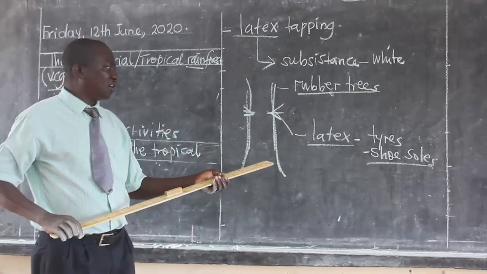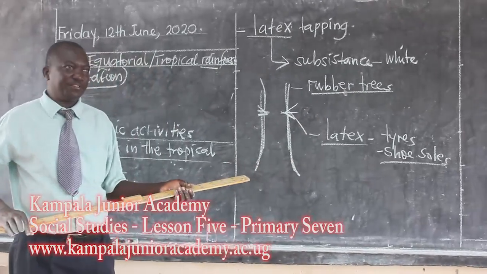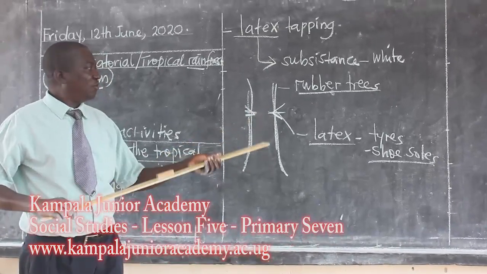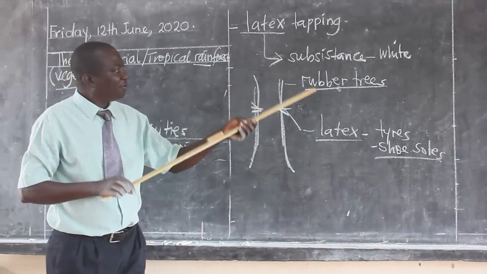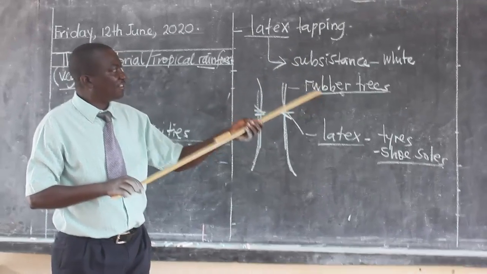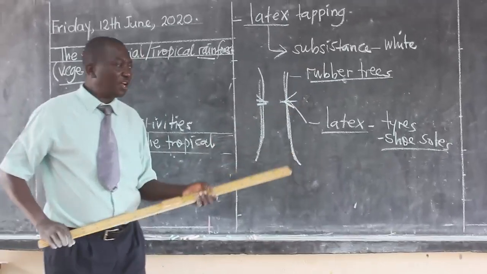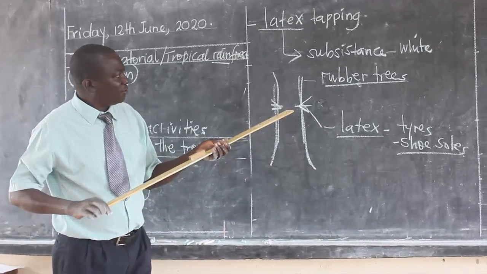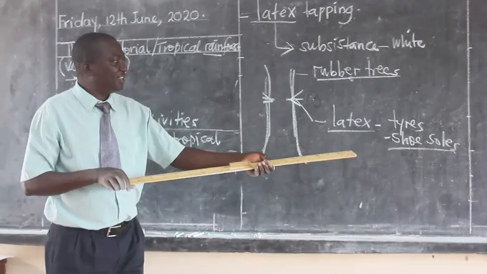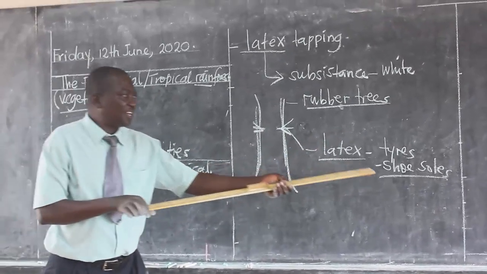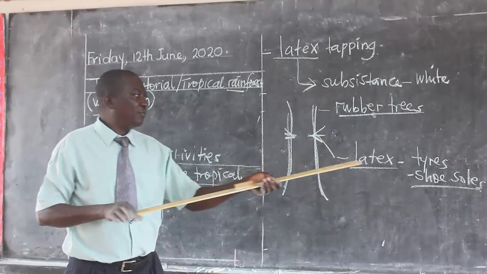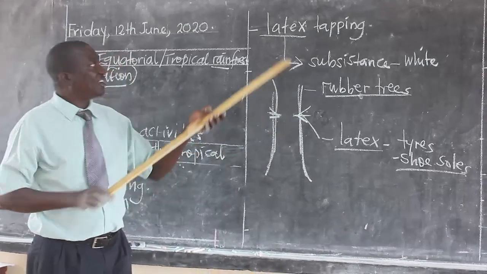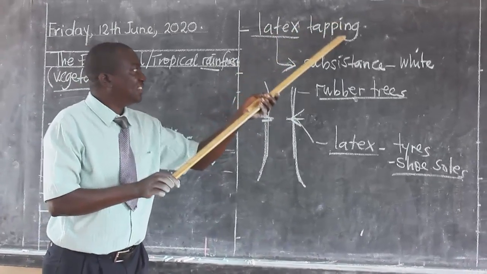We shall look at some of these countries very soon, where we have rubber plantation farming, and countries that entirely depend on the growing of rubber. This rubber is used to process the different products that are required, from the latex that is tapped from these trees. So that is what we are terming as latex tapping.